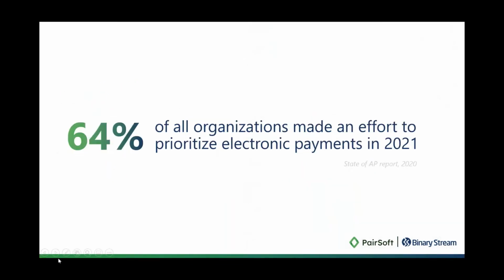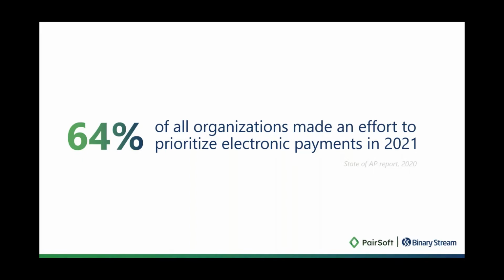We wanted to set some context for us today and just share this quick statistic from our State of AP report for 2020. We're seeing that 64% of all organizations have made an effort to prioritize electronic payments in 2021, and they were very intentional that they wanted to prioritize this. We know that in many parts of the world, this has been an ongoing shift for many years, but really not the same case for North America, where there was a bit of a slower transition to electronic payments.